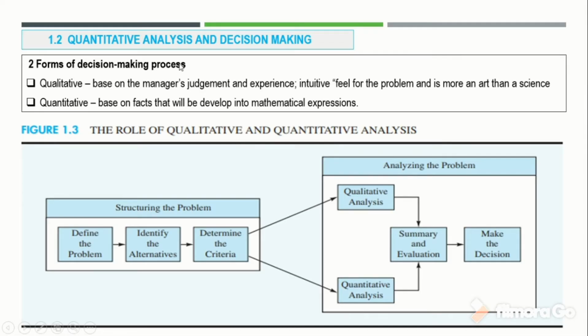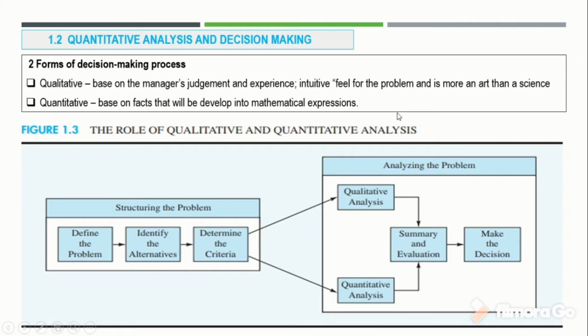So, the two forms of decision-making process. Decision-making, pwede siya nga decision is through qualitative or quantitative. So, qualitative is based on the manager's judgment and experience. Intuitive or feel for the problem and is more an art than a science. While quantitative is based on facts that will be developed into mathematical expressions.